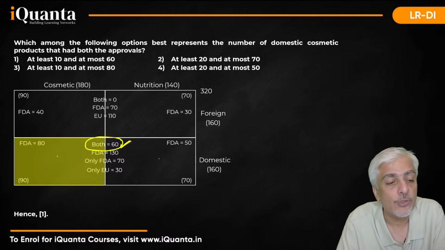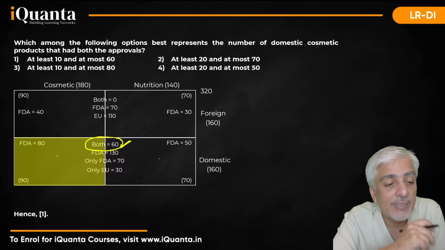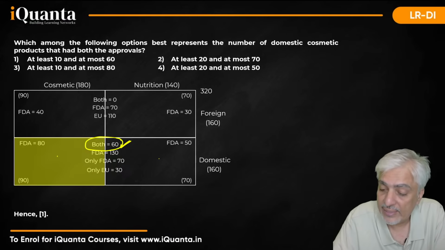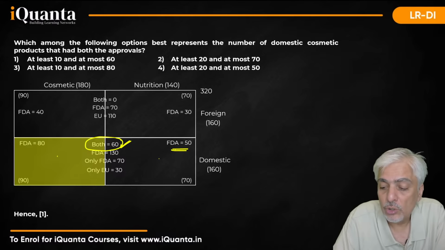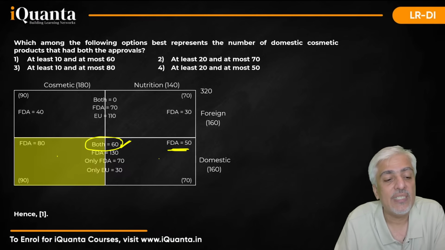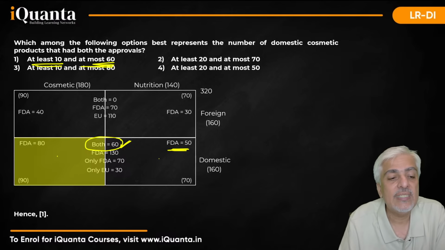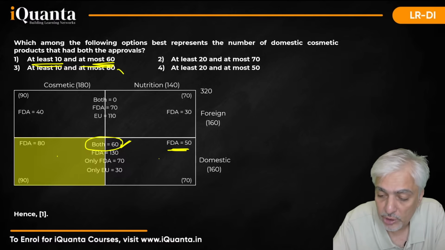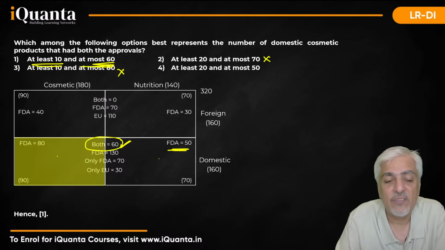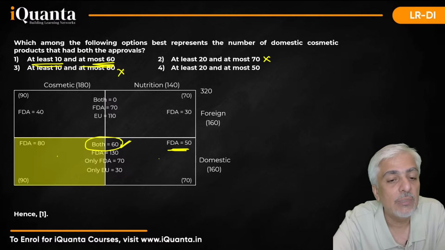It doesn't have to be in nutrition. But minimum 10, why? Because this FDA is only 50. So if FDA is only 50, both can't be 60. And that is why minimum 10 and maximum 60. Also, these two options get eliminated anyway, because 70 and 80 are not possible at most.